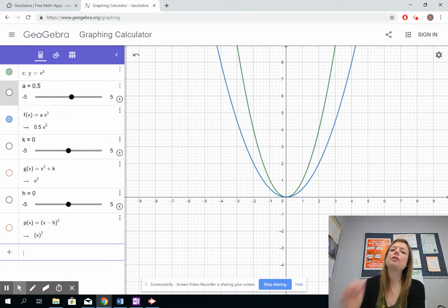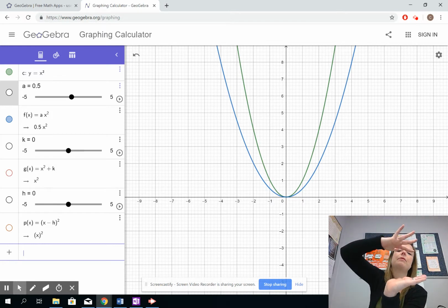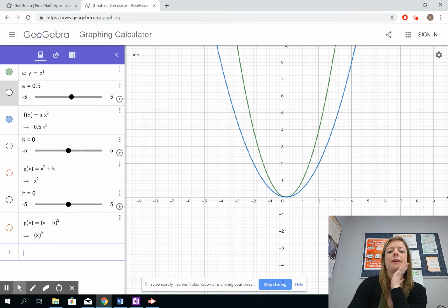Okay, so this is called a vertical compression. It's like you're taking it vertically and compressing it down to make it wider. In this case, you square the x value and then multiply it by a half. So it makes sense that you're at half the height of the original. Instead of 1, 1, you're at 1, 1/2. Instead of 2, 4, you're at 2, 2, etc.